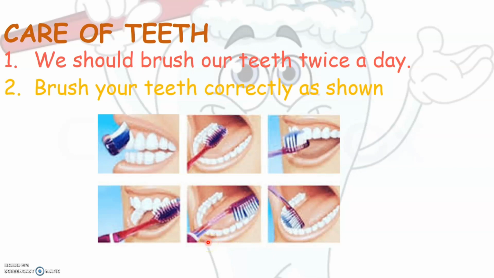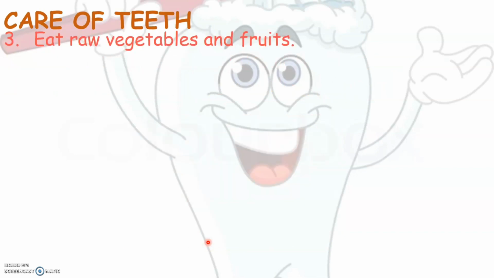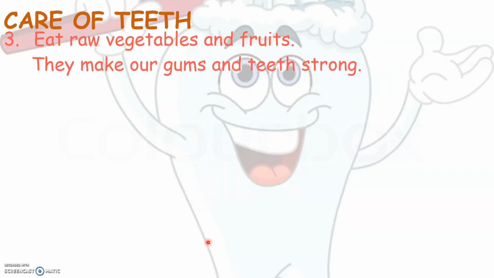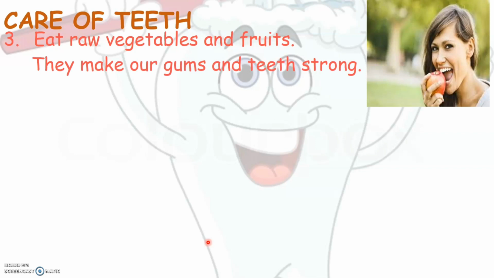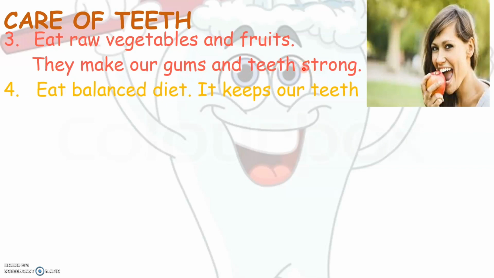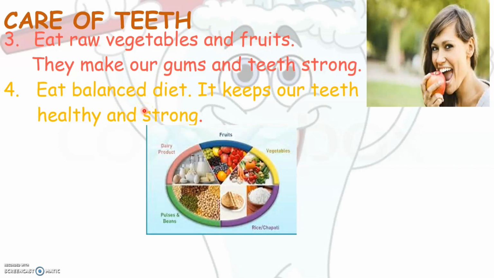Now the next important thing that you need to do in order to take care of your teeth is that you need to eat raw vegetables and fruits. Raw vegetables like carrots and raw fruits like apples will make our gums and teeth very strong. The next thing is that we should eat a balanced diet, which means a balanced diet will keep our teeth healthy and strong. We have already studied what a balanced diet is in our previous chapter, isn't it?